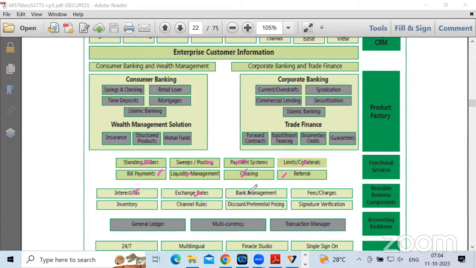Interest tax, exchange rates, bank management, fees charges, inventory, channel rules. The channel banking service for them, yeah. So you have to fix a rule that can be implemented. Discount or preferential pricing, signature verification, and general ledger, multi-currency. Multi-currency means UK pounds or USA dollars, etc. Transaction manager. On the right hand side, if you see customer relationship management, product factory, functional services, reusable services, all are related to this. So you can just compare and correlate, you'll be able to understand this.